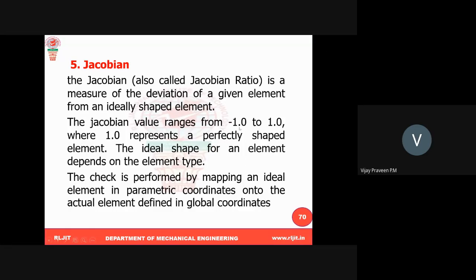So usually the range will be -1 to 1. 1 usually represents the perfect shape for the ideal condition, but usually you will not get exactly 1. Up to -1 is acceptable. More than -1 or more than 1 is not acceptable. So that is about the Jacobian.